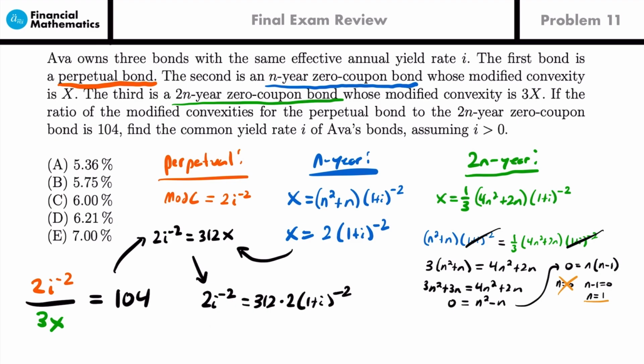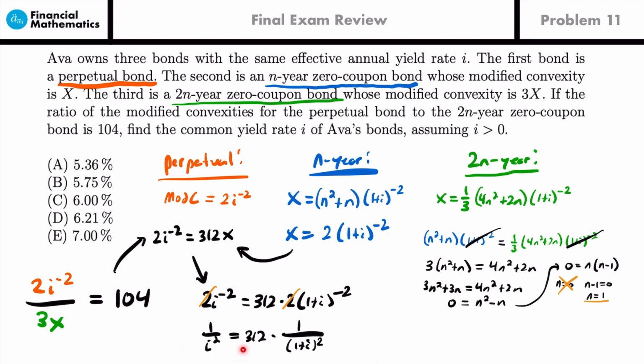Now we have a common factor of 2 on both sides of the equation, so we can cross those out. Those are gone. And then we're left with i to the power of negative 2 equals 312 times (1 plus i) to the power of negative 2. All right, now in order to solve for i, we probably want to have those exponents be positive. So in order to do that, I'm going to do this. Note that we would have 1 divided by i squared is equal to 312 times 1 divided by (1 plus i) to the power of 2.